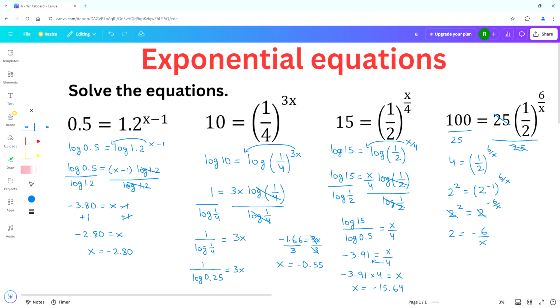Next, we should cross multiply x to the left side of the equation. Next, we should divide both sides by 2. I get x equals negative 3. This should be the final answer for this equation. So these are the steps you have to keep in mind to solve a problem like this one.